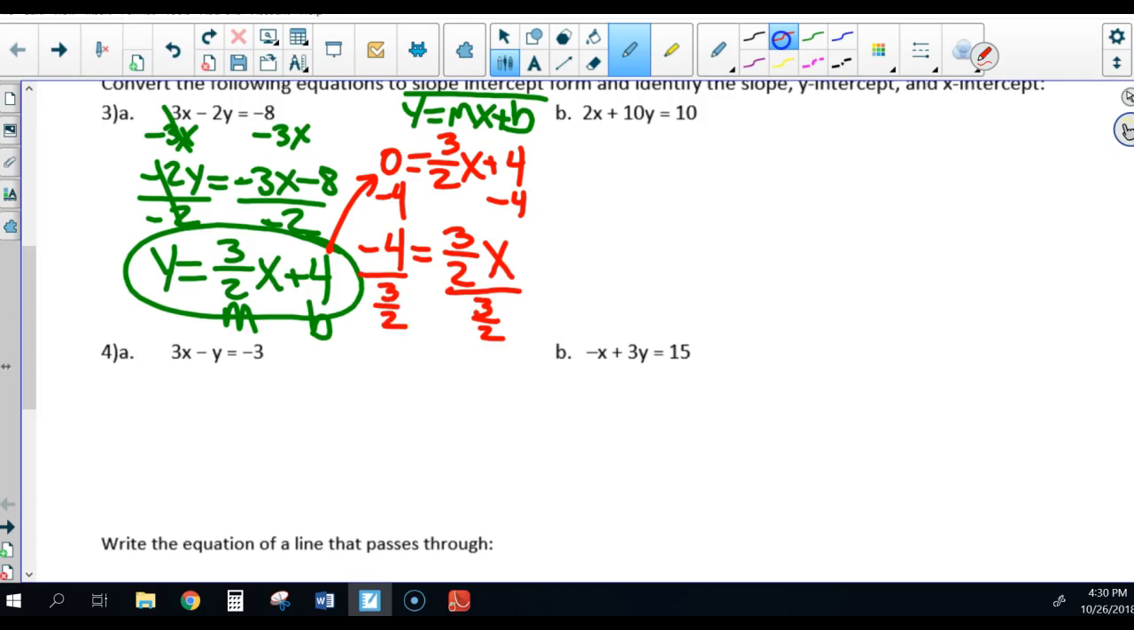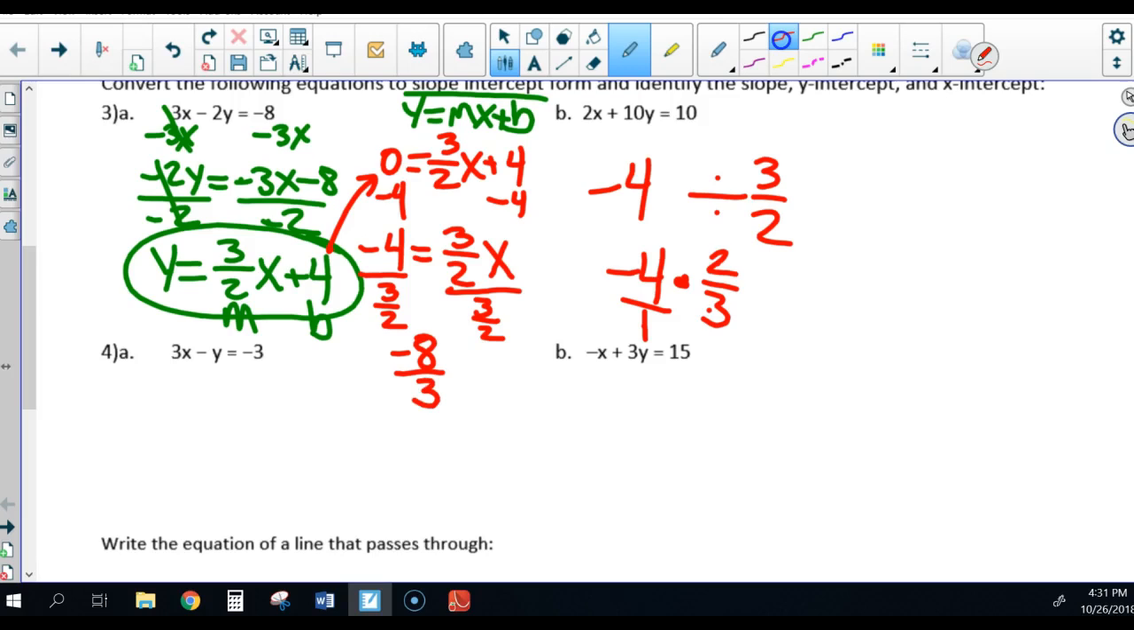Stick that in your calculator, or another way of doing that, dividing by 3 over 2: if I have negative 4 divided by 3 over 2, that's the same as negative 4 times 2 over 3. That's a little bit easier to do because you don't need a calculator. Negative 4 over 1 times 2 over 3. Multiply the tops, you get negative 8. Multiply the bottoms, you get 3. Negative 8/3 is your x-intercept.